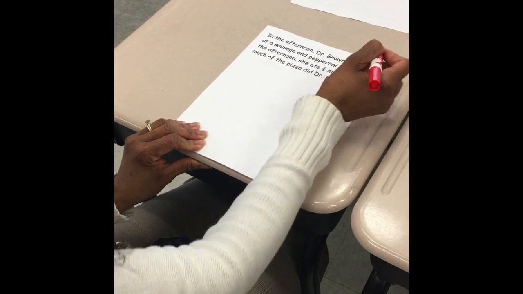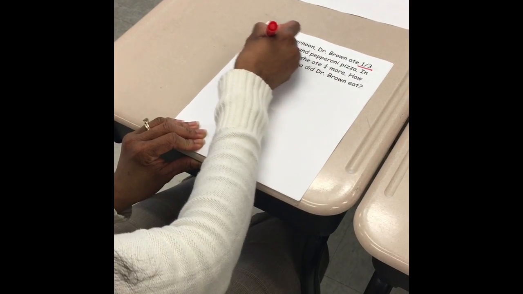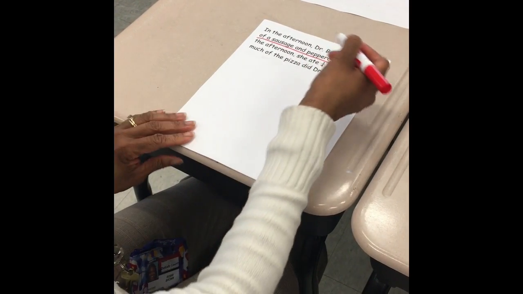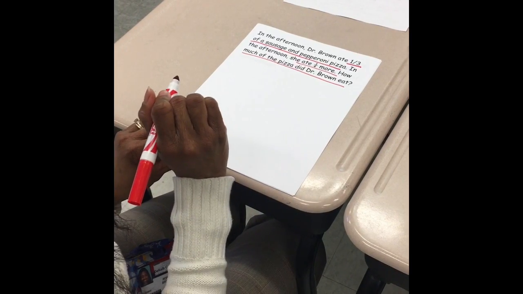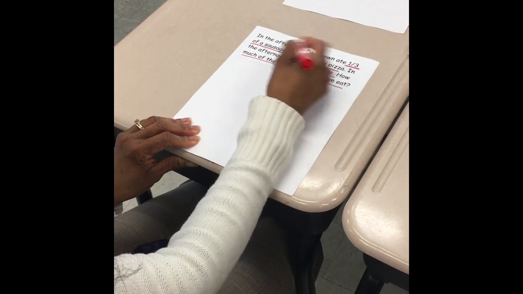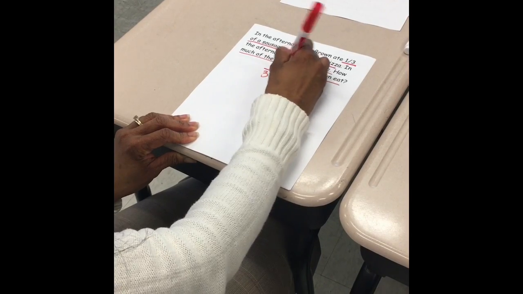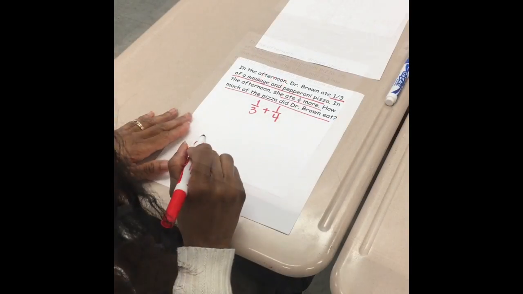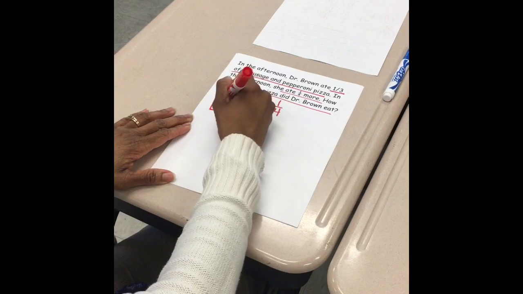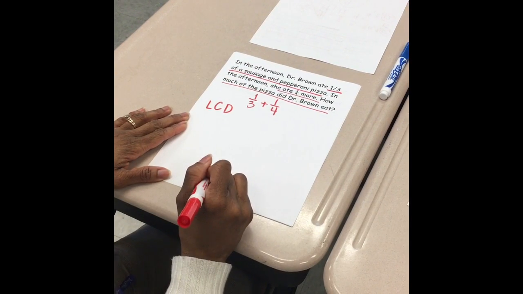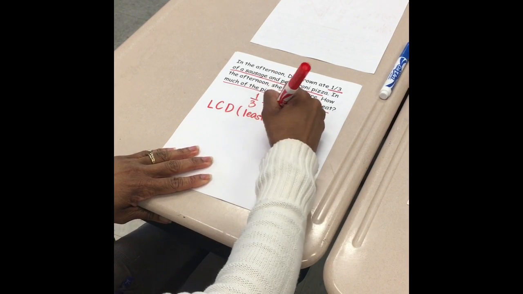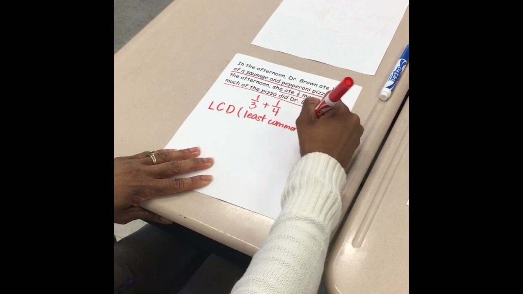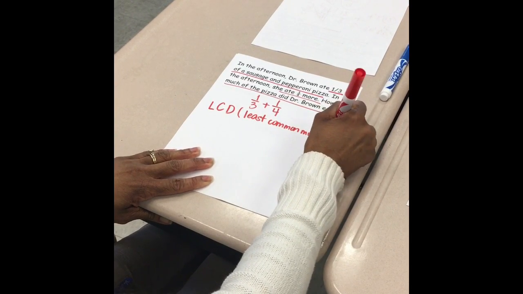Brown eat? Well, first, she ate 1/3. Then she ate 1/4 more. My question is, how much did she eat? Well, since I want to know the total, I'm going to add. First, I need to find my least common denominator. Don't get confused. We've already done this. It's actually your least common multiple. Same thing.